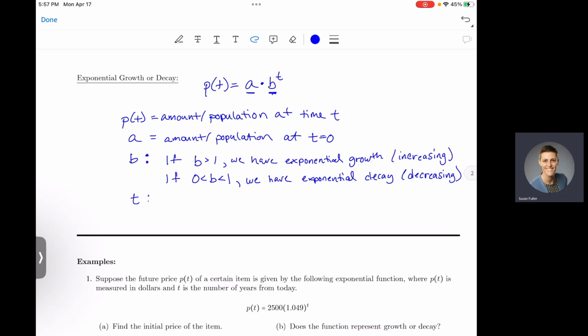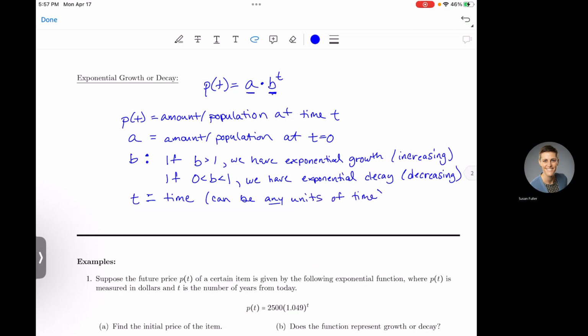T is the other variable here, and this is going to be the time. Now, when we did the compound interest formula in class, your time had to be in years. But here, time does not have to be in years. It can be any units of time, depending on however it's measured. So those are all of our variables, and that's what our function looks like.